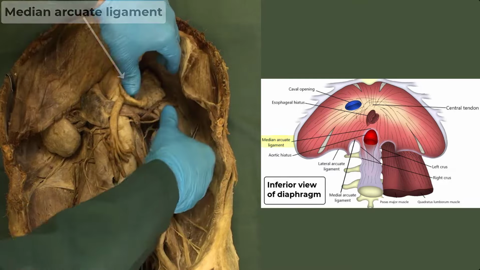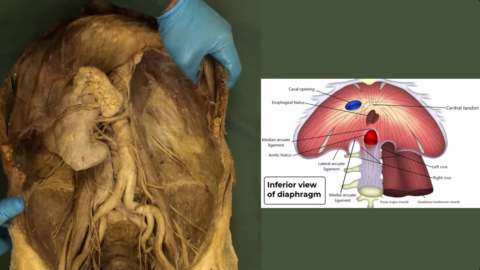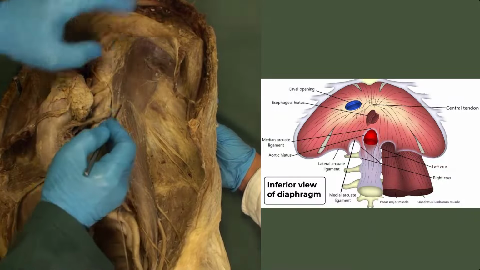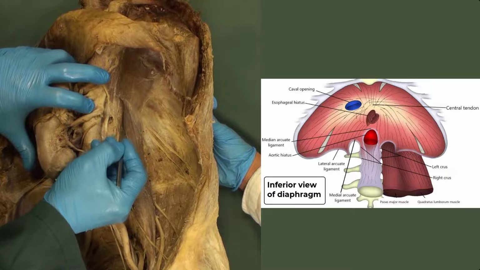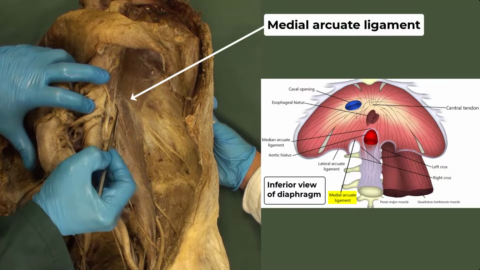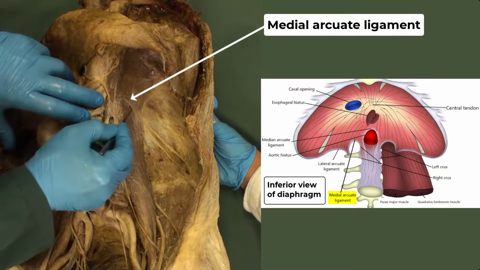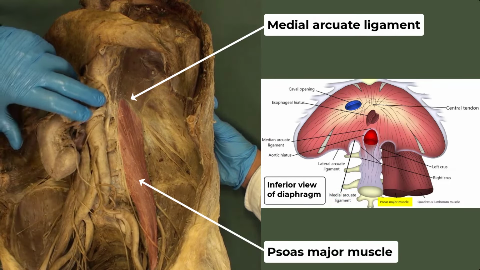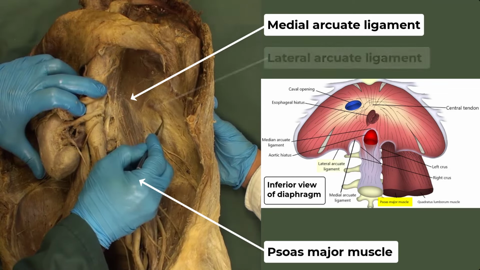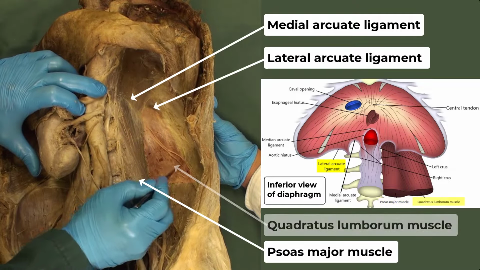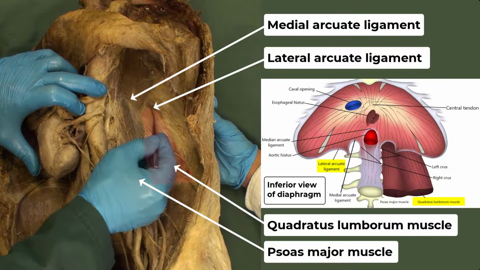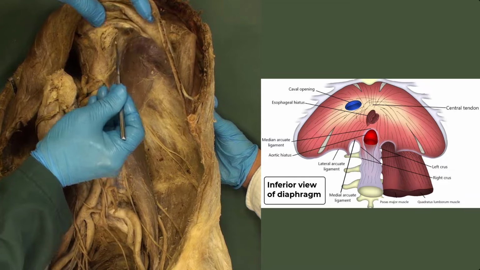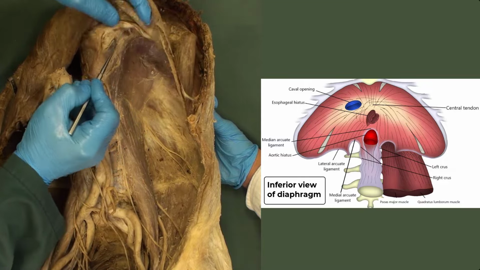In front of the aorta here we have the median arcuate ligament. We also have 2 other ligaments, and in order to see them I need to lift the left side. Thank you. Okay, so one is right there, which is the medial arcuate ligament, and under the medial arcuate ligament the psoas major muscle passes underneath. Then we have the lateral arcuate ligament right here, which the quadratus lumborum muscle passes under.